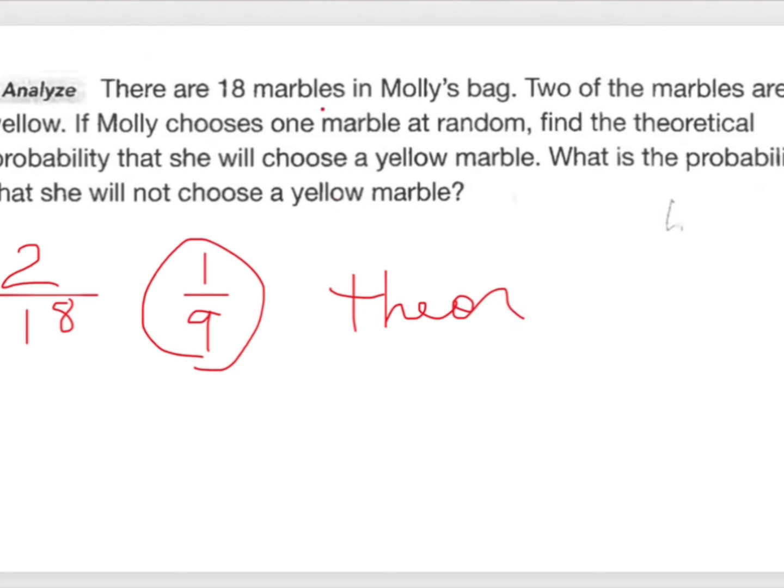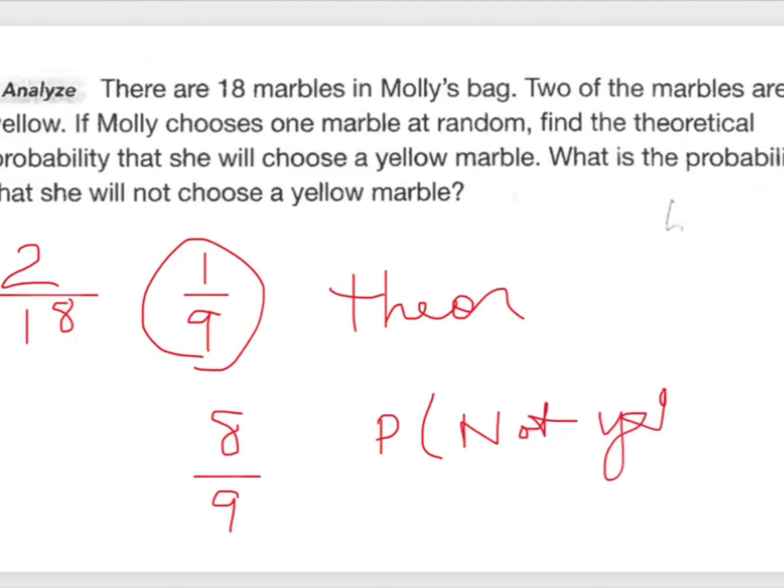Okay, so it says, what is the probability she will choose a yellow marble? It's 1 out of 9. So what is the probability she will not choose a yellow marble? Wouldn't it be 1 minus that, which would be 8 out of 9? So this is the probability of not yellow. Okay, and then 1 over 9 is the probability that she draws a yellow.